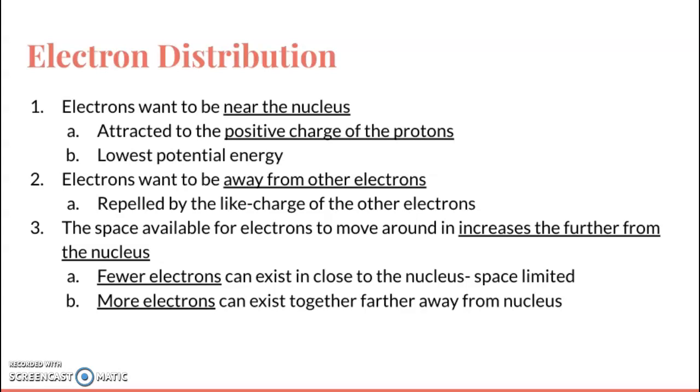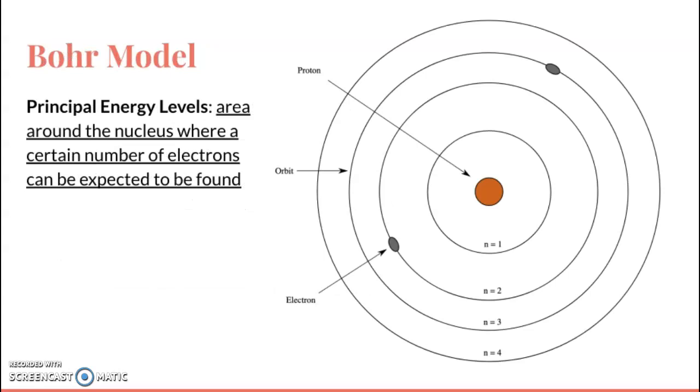So they want to be far away from other electrons, but close to the nucleus. And the space that electrons have to move around increases the further you move from the nucleus. Okay, so the further you move away, the more space you have. So fewer electrons can exist close to the nucleus because it's space limited, and more will exist further away because there's more space. Okay, and we've learned about the Bohr model already for the past 3 days.